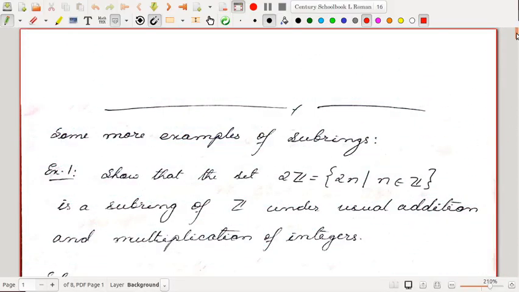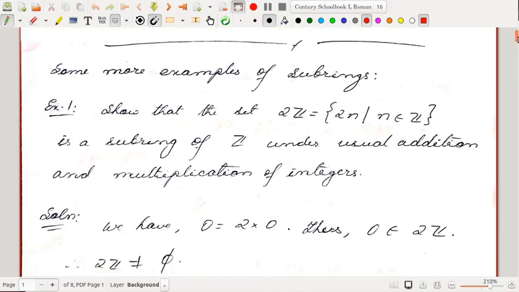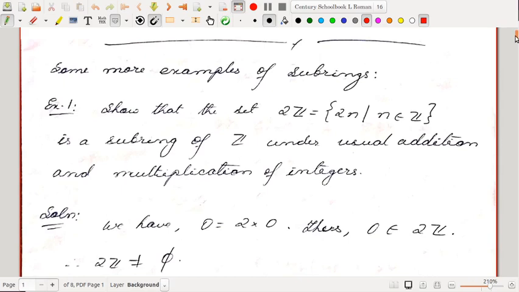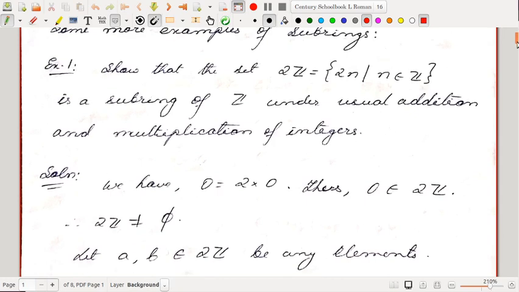The first one is: show that the set 2Z = {2n such that n belongs to the natural numbers} is a subring of Z under usual addition and multiplication of integers. So we need to show that the set 2Z, that means the set of multiples of 2, is a subring of Z.